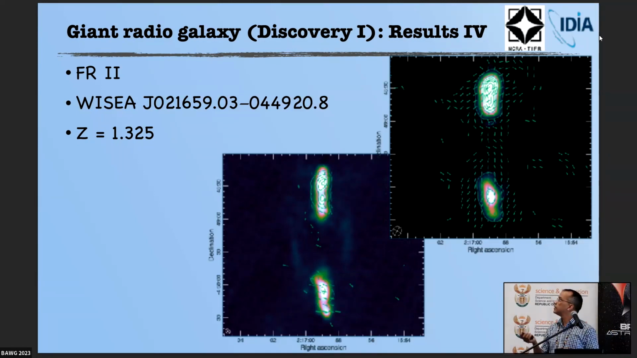And moving from here to here, this is largely from the rotation measure. Basically, there is some evolution. So this is a discovery, in the sense that this is an FR2 radio galaxy associated with this source at a redshift of 1.35.